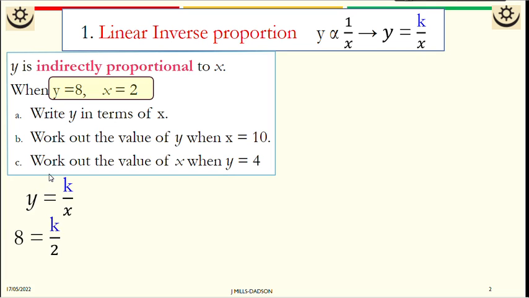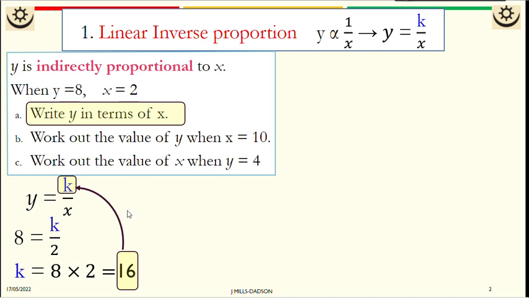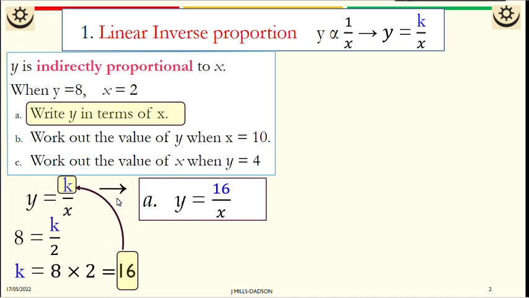So you replace the values, and to work out k, we multiply both sides by 2, and these 2 will cancel out, so we have k equals 16. So replace k with 16 to make the function or the equation explicit. So the true equation for this inverse question is y is equal to 16 divided by x, and that's what you will use to work out b and c.